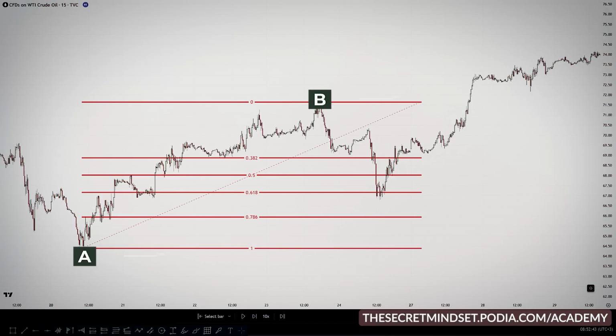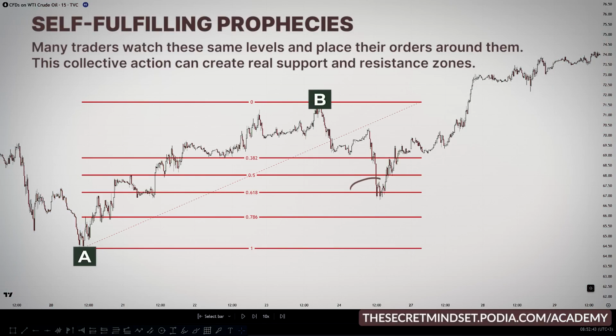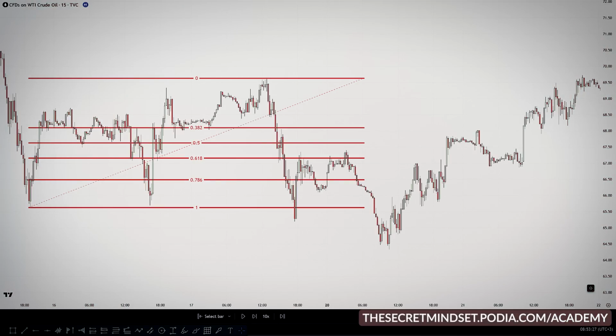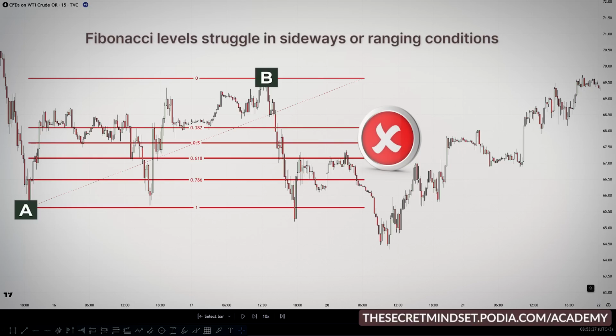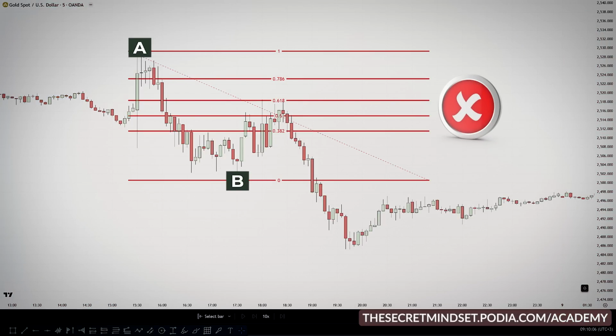Remember, Fibonacci levels often become self-fulfilling prophecies in the market. Many traders watch these same levels. This collective action can create real support and resistance zones. And please note that Fib levels struggle in sideways or ranging conditions. If the market is consolidating, it's often better to wait for a clear breakout before applying a Fibonacci analysis. Here's another common mistake.